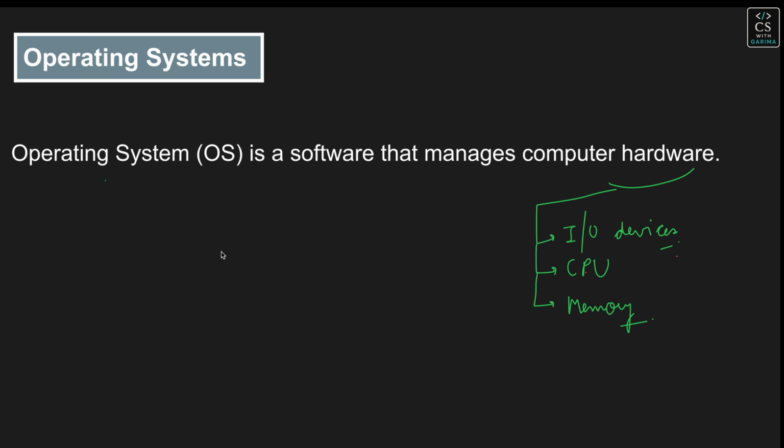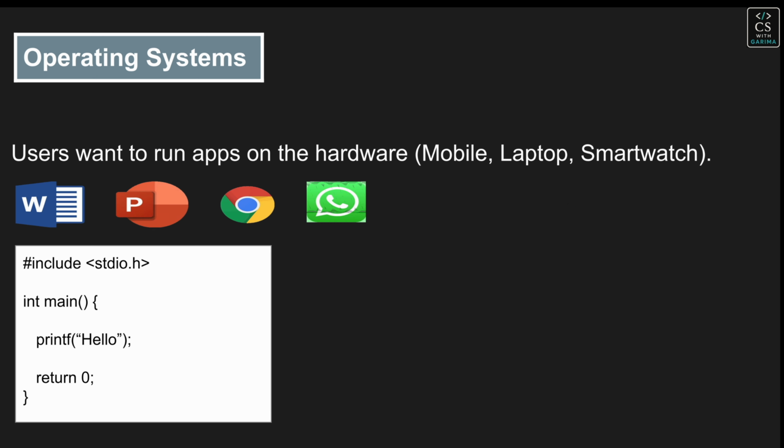Coming back to operating systems, what is an operating system? If I try to define operating systems in one line, an operating system is a software that manages computer hardware. From a user perspective, users want to run apps on the hardware. Apps like Microsoft Word, Microsoft PowerPoint, web browsers like Chrome, Firefox, Safari, some mobile applications like WhatsApp, Instagram, all of these are apps that we want to run on computer hardware on a day to day basis, right?